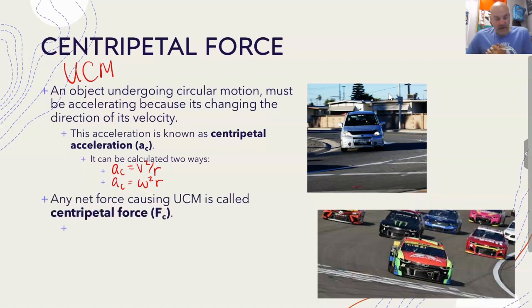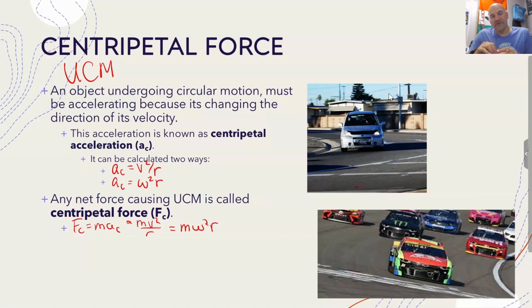Okay. Now, because we have an acceleration, any net force that is causing UCM is called centripetal force. All right, so F sub c is equal to m times a c, or you can plug in what a c is to get other versions of this equation. So you can see how it's affected.